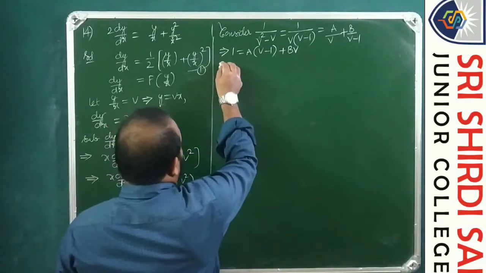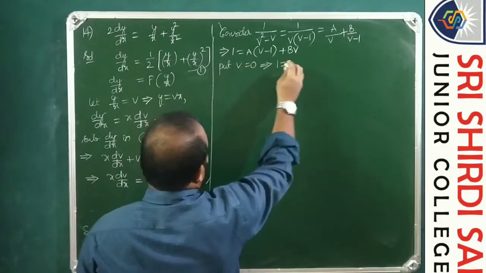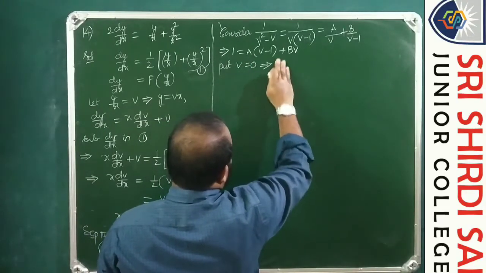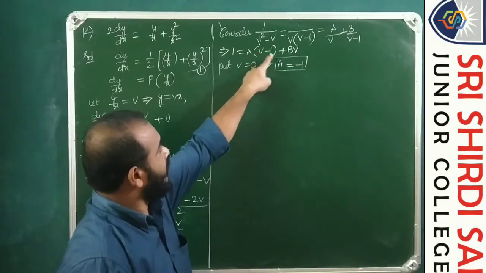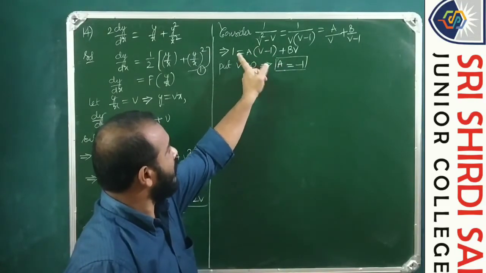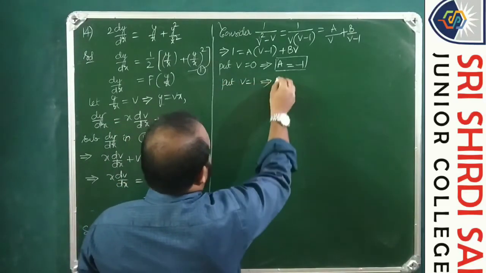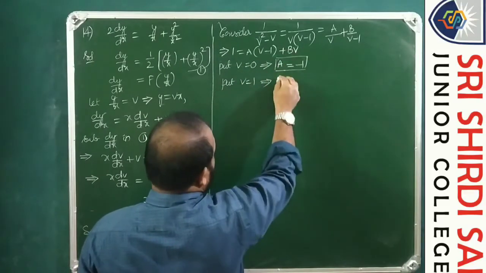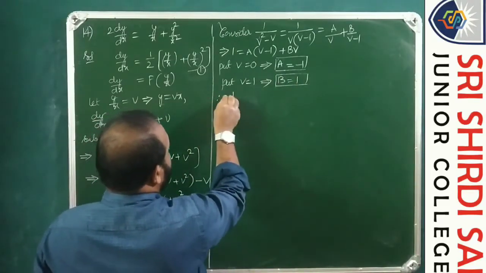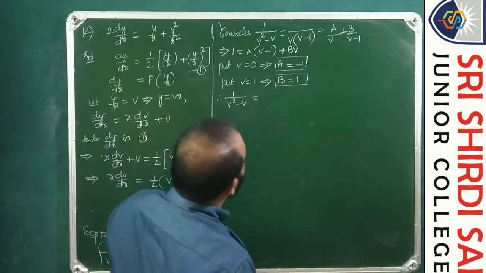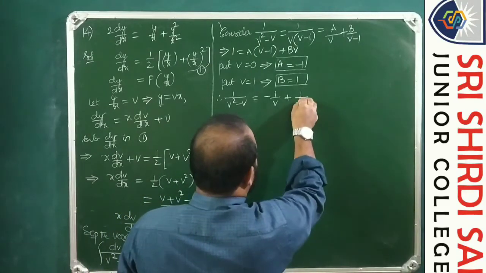So we put v equals 0, then 1 is equal to 0 minus 1 into A, so minus A equals 1, A equals minus 1. Put v equals 1, then 1 is equal to B into 1, so B is equal to 1. Therefore, 1 by v square minus v is equal to minus 1 by v plus 1 by v minus 1.